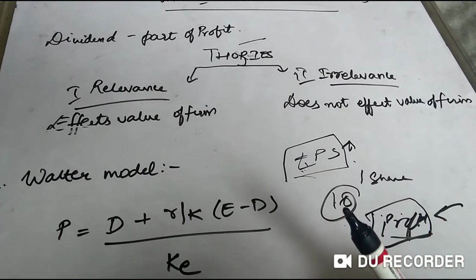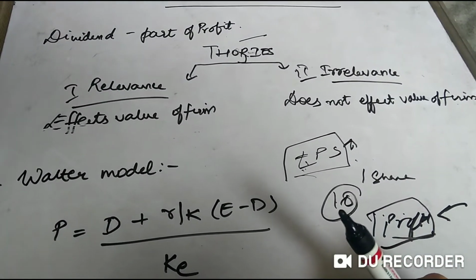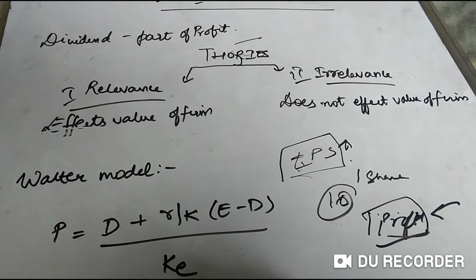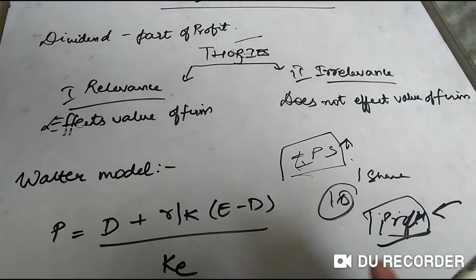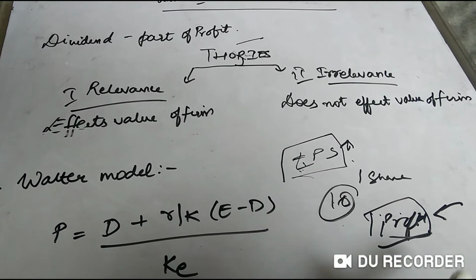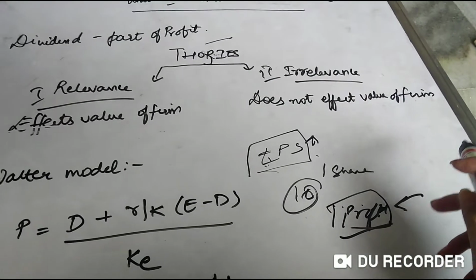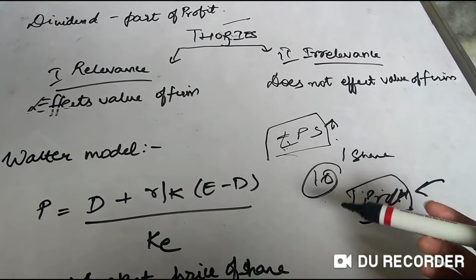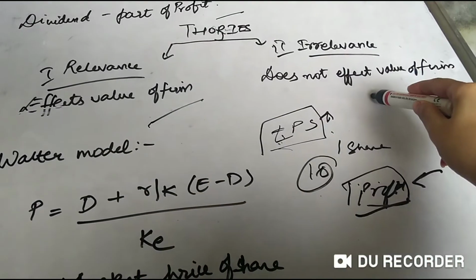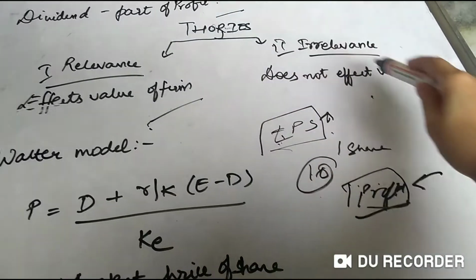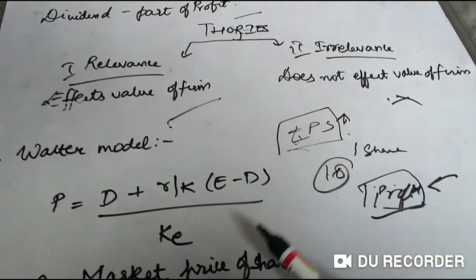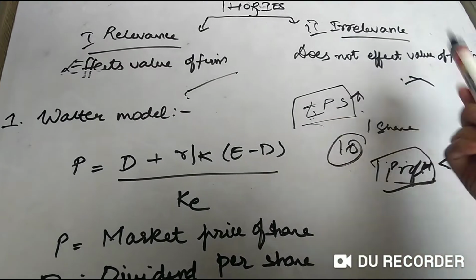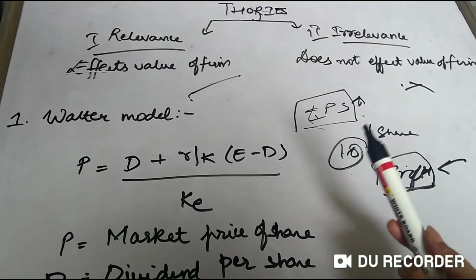Here we have 2 types of theories. First one is relevance, second one is irrelevance. Relevance means it affects the value of the firm, that means your dividend decision will have an effect on the value of the firm. Irrelevance means it does not have an effect on the firm. The approach we did last unit comes under irrelevance theory only. Again we'll be doing it anyhow.